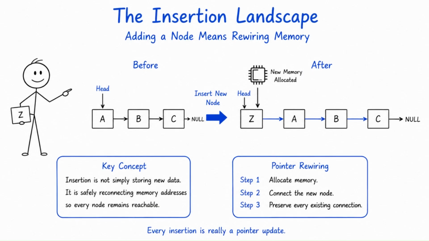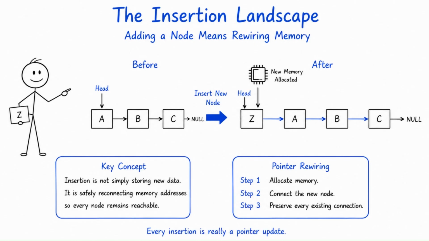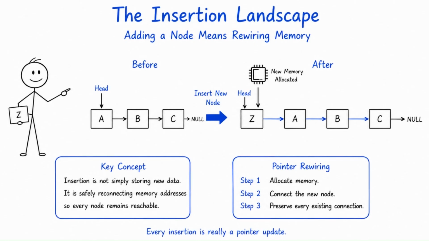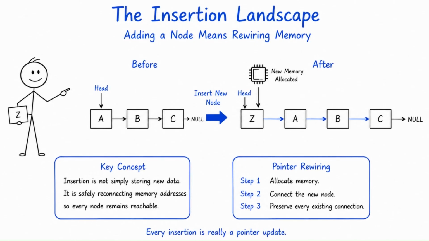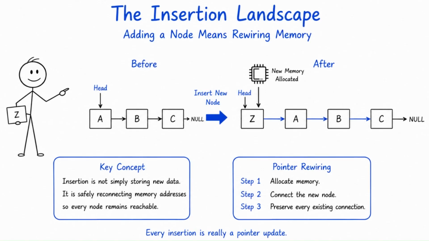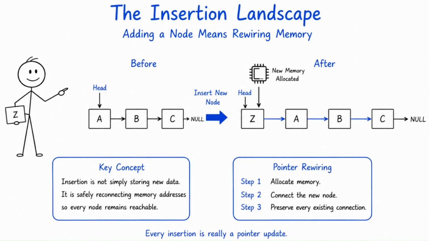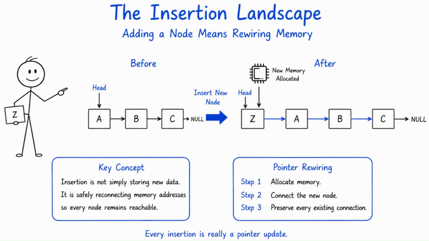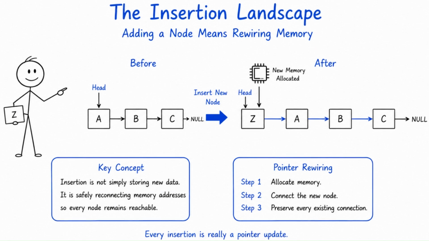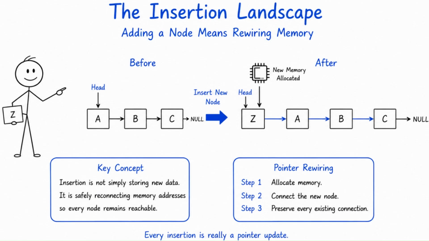Okay, let's dive into section 1, the insertion landscape, and really map out this problem. So looking at our newly allocated node, let's call it Z, it becomes pretty clear that inserting a node isn't just about casually tossing data into a list. No, it's a literal physical rewiring process in memory. We're establishing a brand new link, effectively pointing from our new node Z to the existing node A.